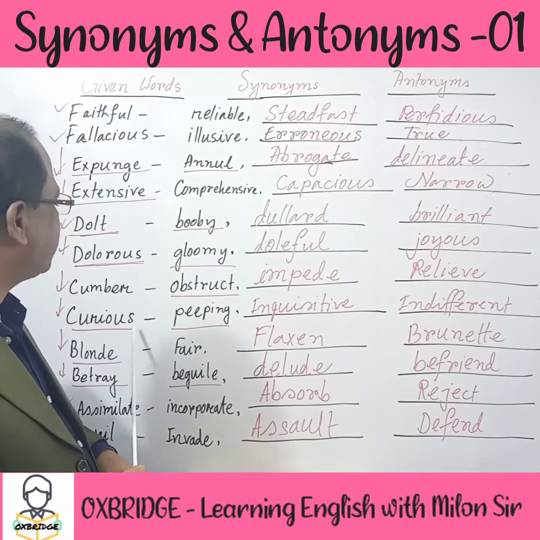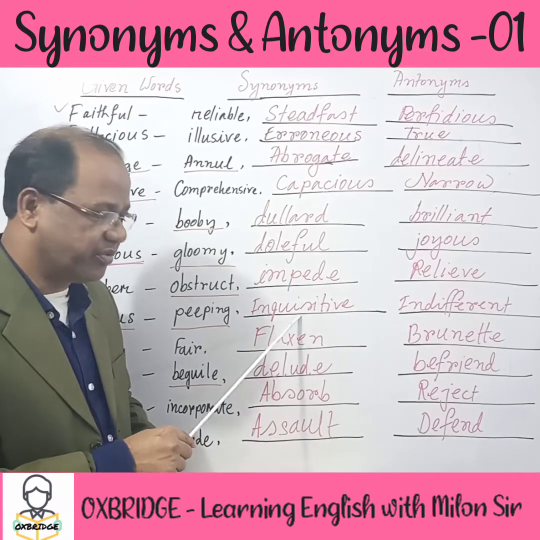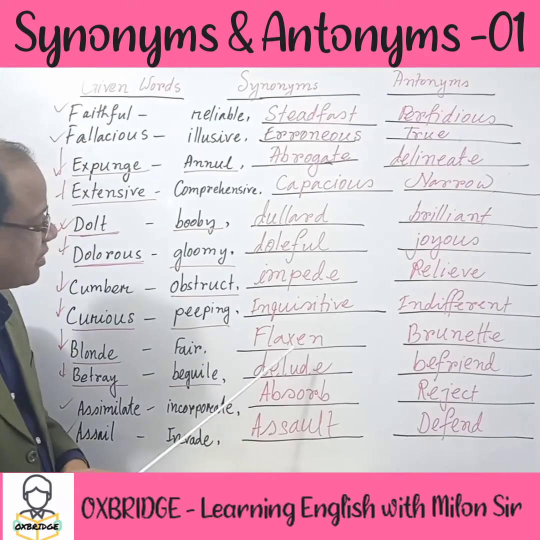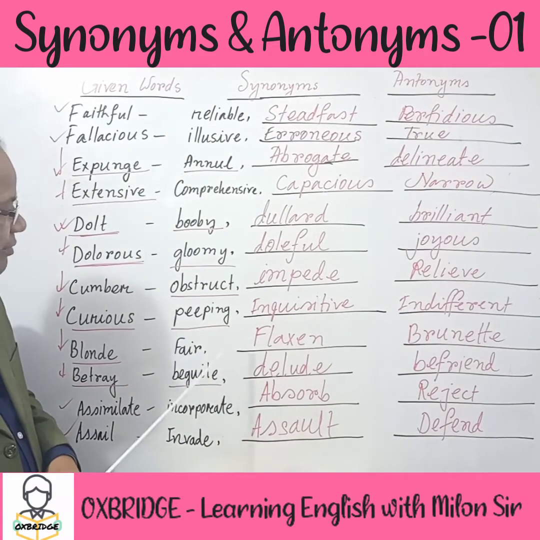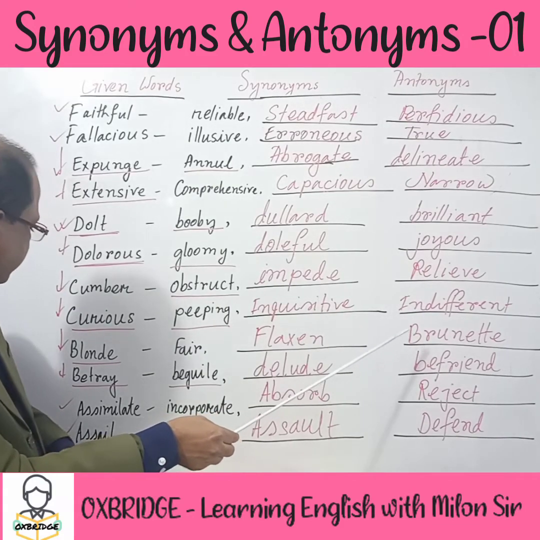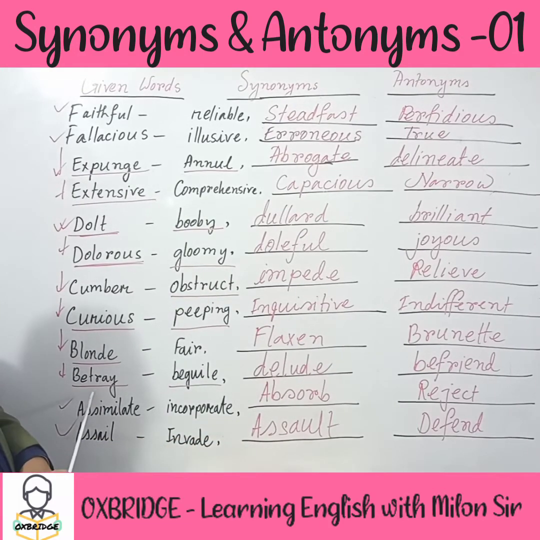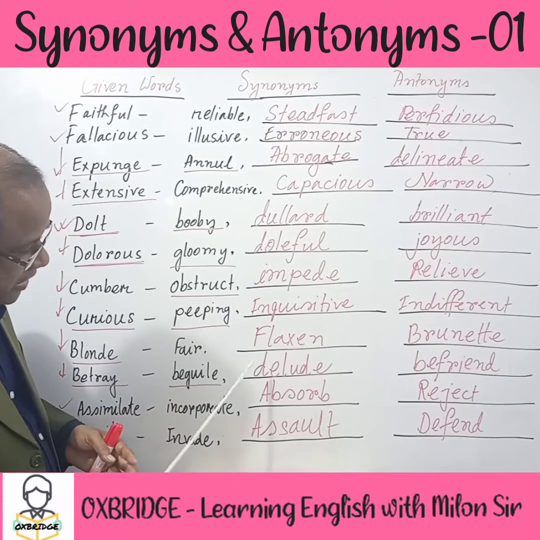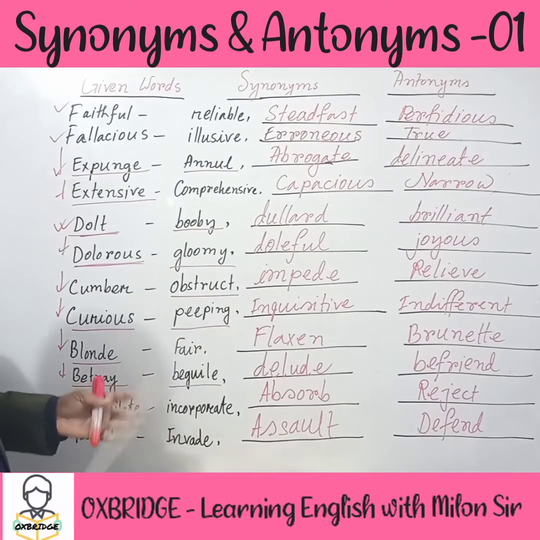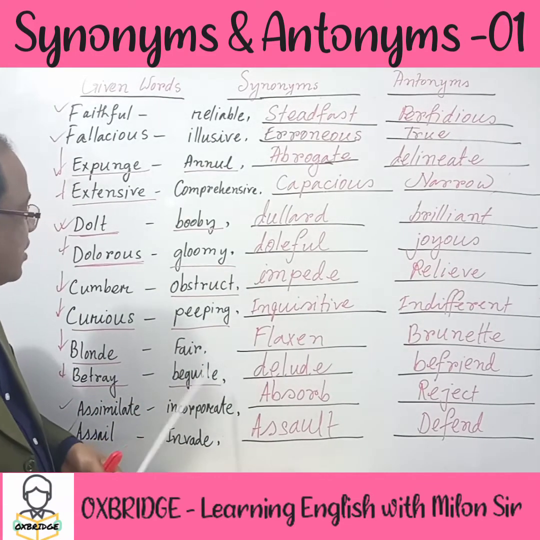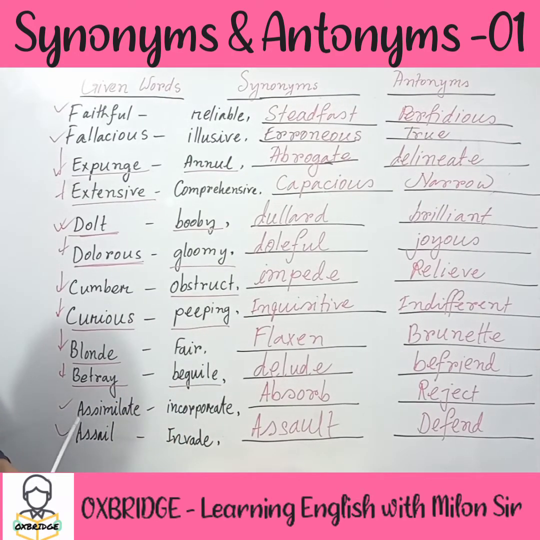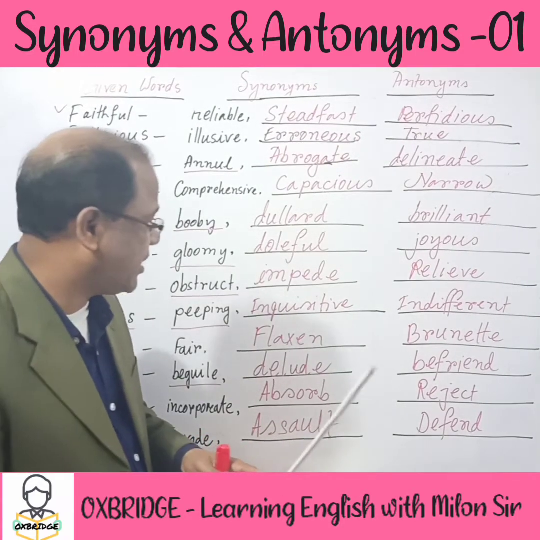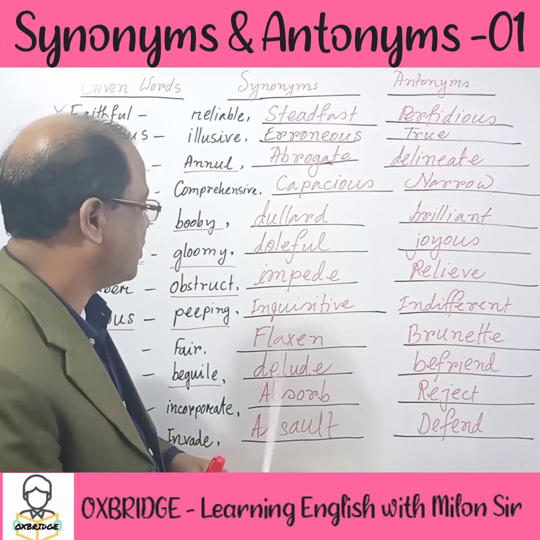The next one, curious. Curious means being inquisitive, then indifferent. Next one, blondie. Blondie means fair or flaxen, then brunette. Next one, betray. Betray means beguile, that is, to cheat; betray, beguile, delude, and their antonym is befriend. Then assimilate means incorporate, absorb, and their antonym is reject. And the next one, assail. Assail means to invade or to attack, and their synonym we can write assault. Then their antonym is defend.